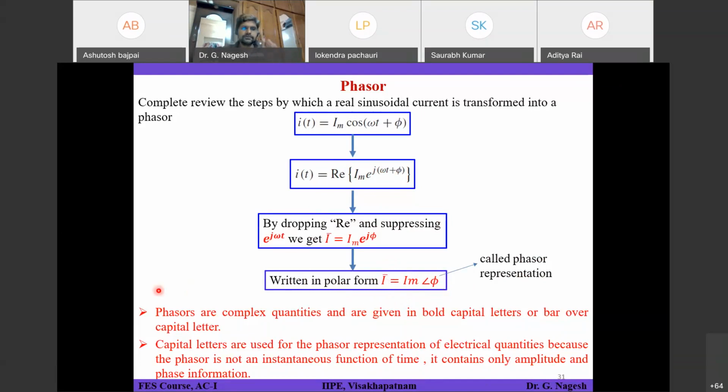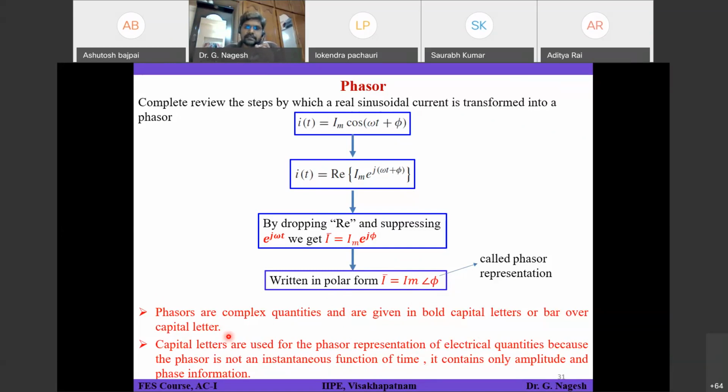So what are phasors actually? Phasors are complex quantities and are given in bold capital letters or a bar over a capital letter. In some notations they will use bold letters for phasors. Because an instantaneous quantity has to be represented with a small letter, if it's current, you will represent it with a small i.